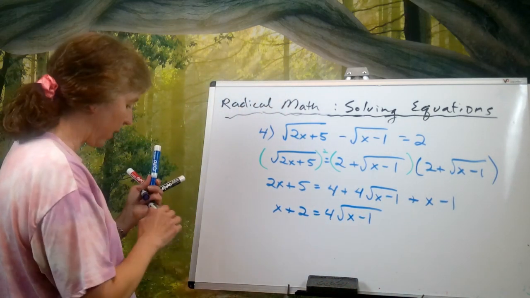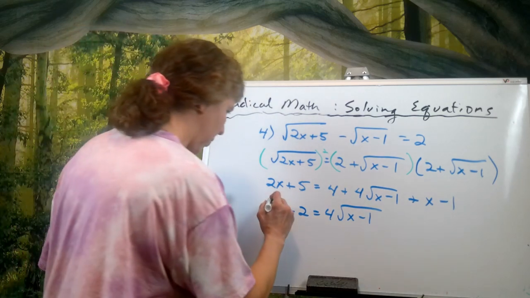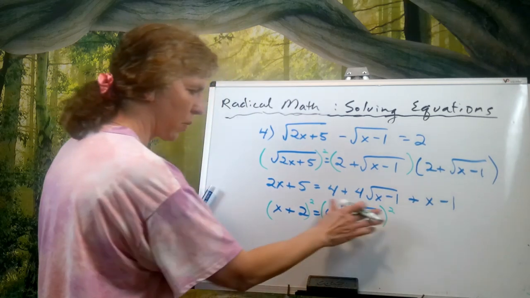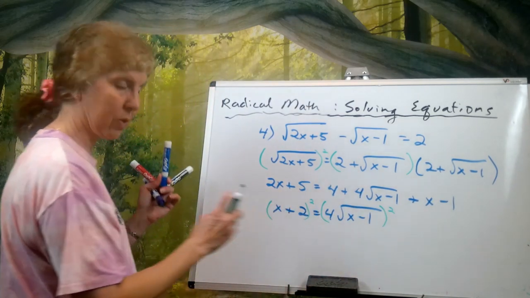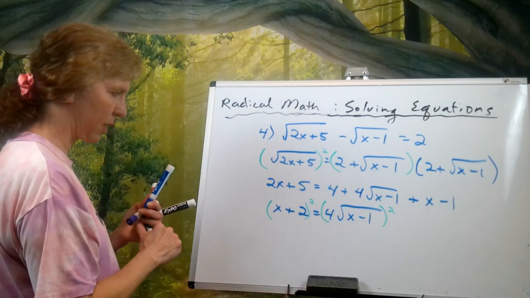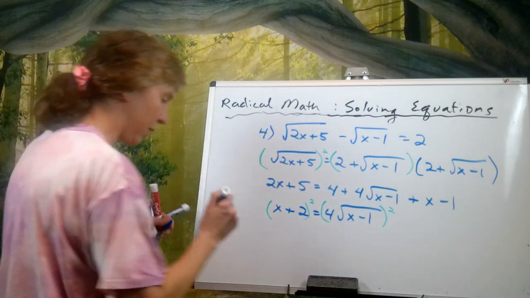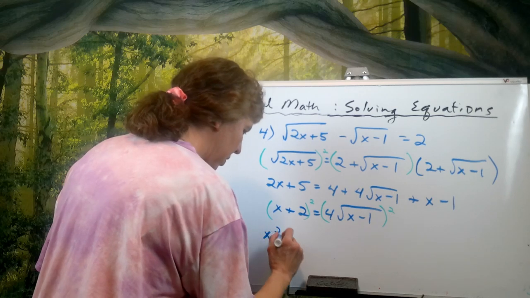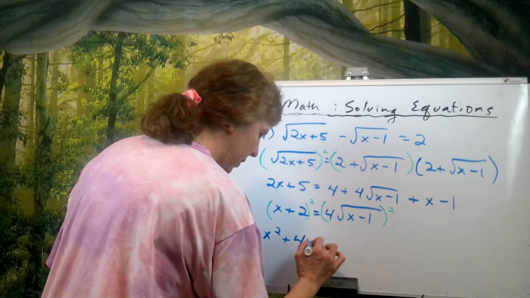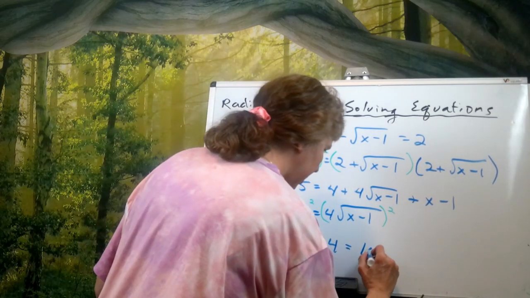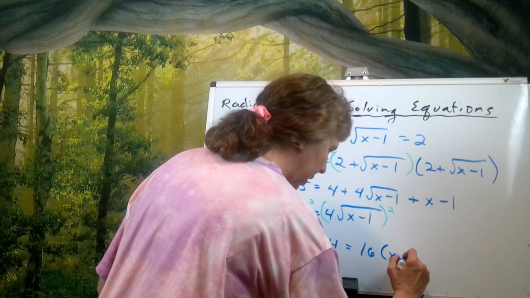Okay, now again I'm going to need to square both sides. So here we go. Okay, remember when you're squaring this one to square the 4 as well. So you have 16 times your x minus 1. Remember on this side that you're going to need to FOIL it out. So that's x squared plus 4x plus 4, and on this side, 16 times x minus 1.